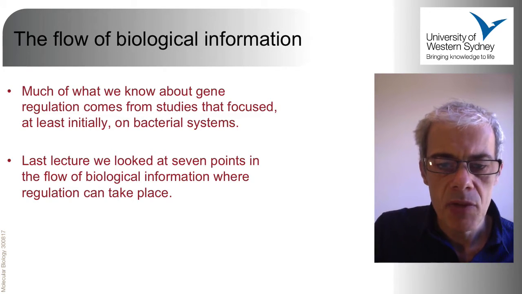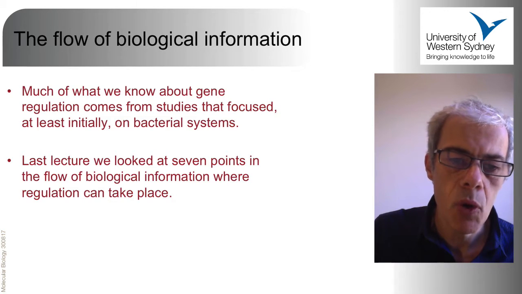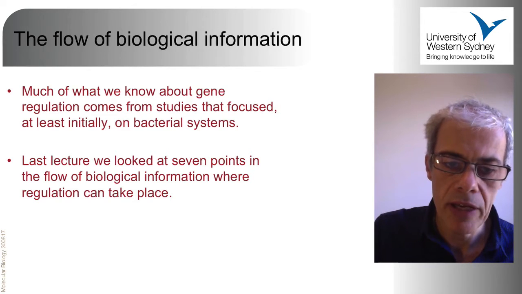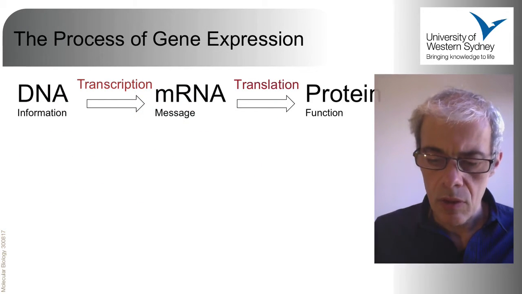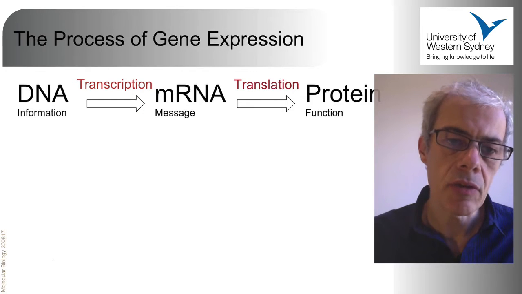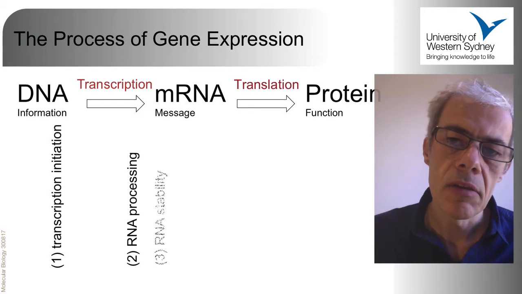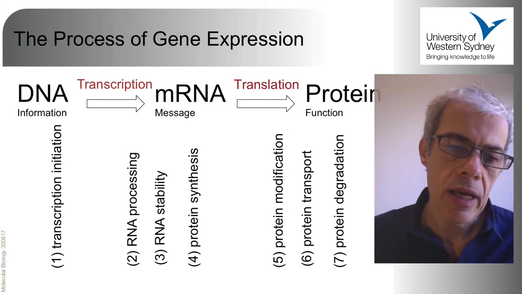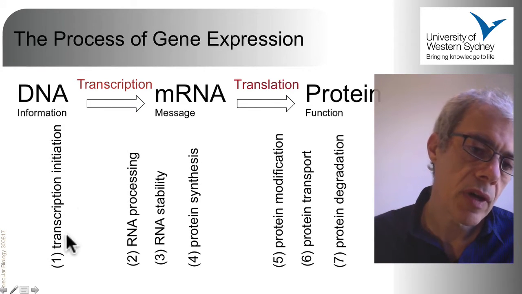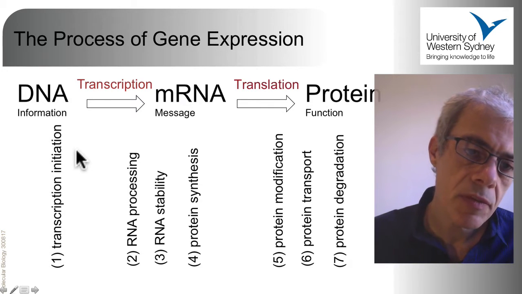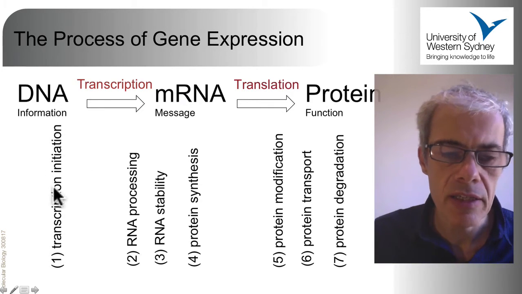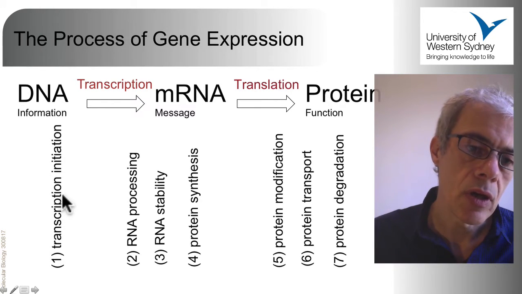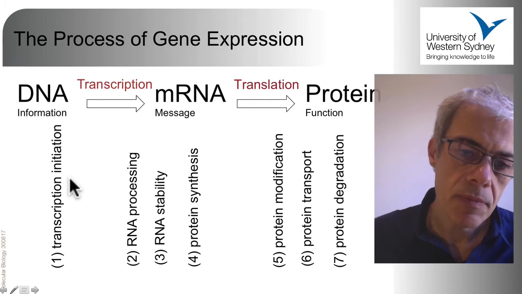And if you remember from last week's lecture, we looked at 7 points that can be regulated in the flow of biological information. Looking at the points of regulation of gene expression, there are typically at least 7 points that the textbook tends to talk about. In the first instance, we have gene transcription initiation, and this is what we'll be looking at today, and some of the pioneering work by Jacob and Monod to unravel gene regulation.